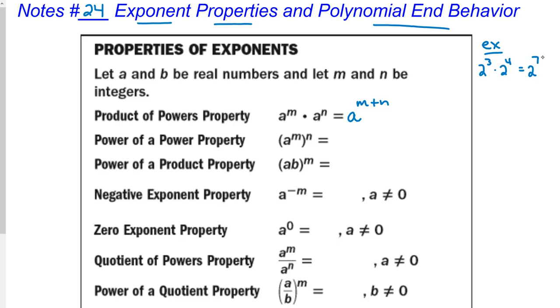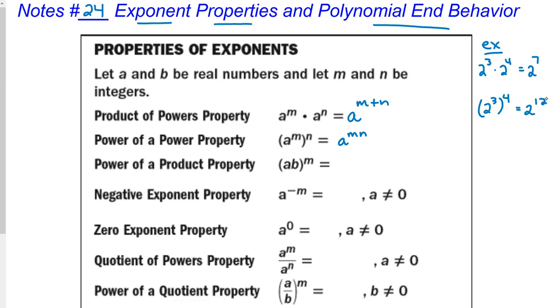Power of a power property. (a^m)^n is equivalent to a^(m·n). So for example, if you had (2^3)^4, that would be 2^3 times 2^3 times 2^3 times 2^3, and that would give you 2^12. So the shortcut is to multiply those exponents.